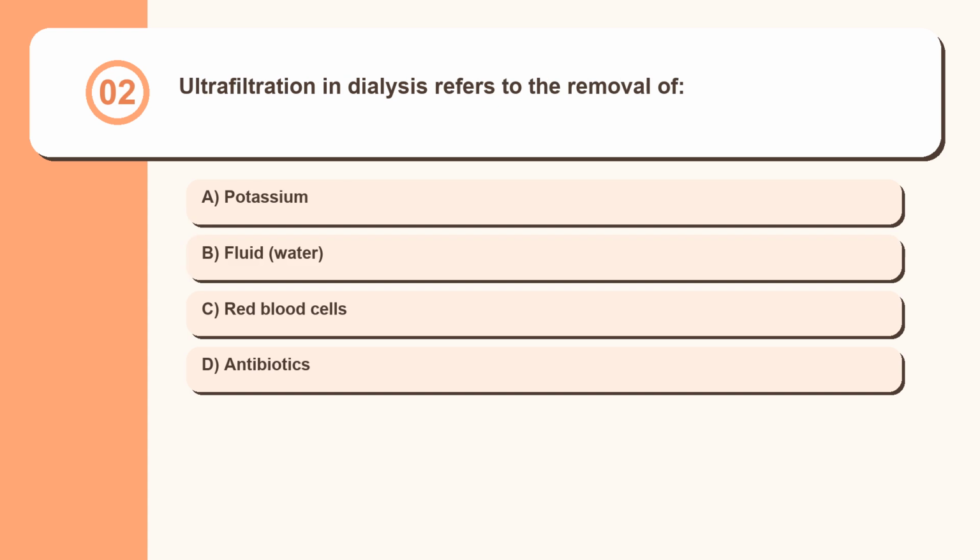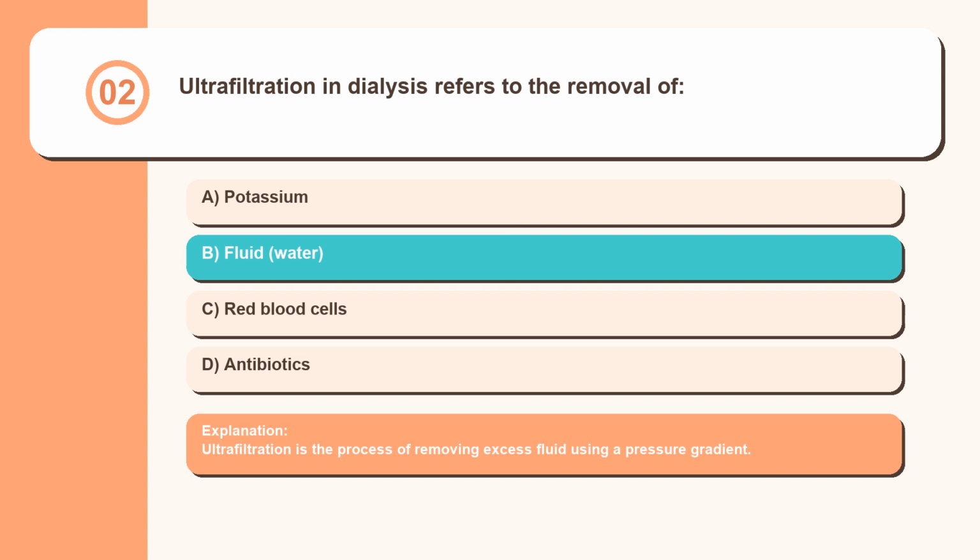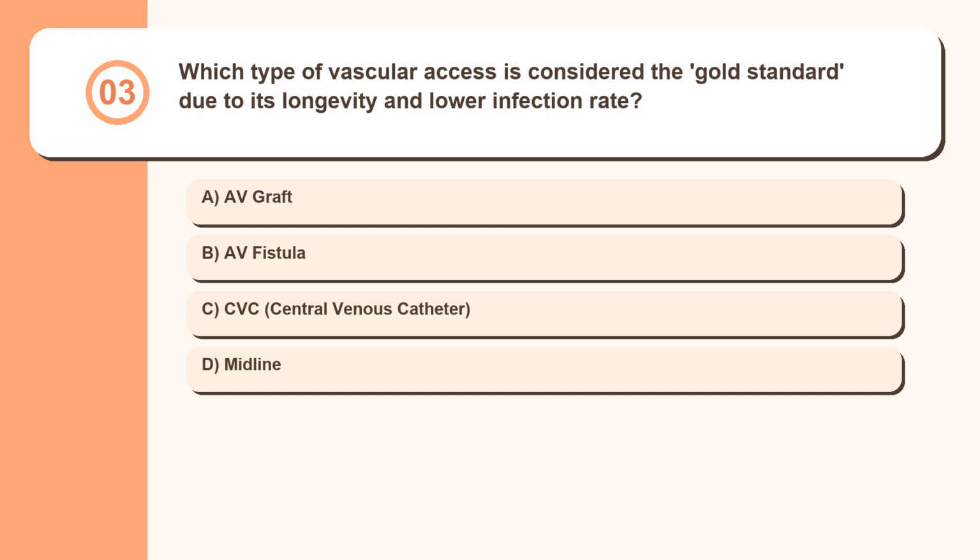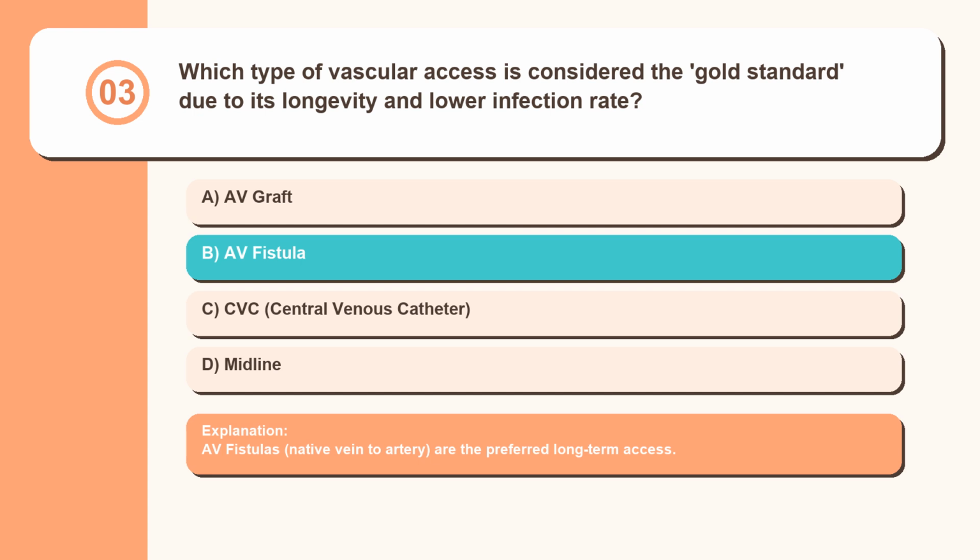Question 2. Ultrafiltration in dialysis refers to the removal of potassium, fluid, water, red blood cells, antibiotics. Ultrafiltration is the process of removing excess fluid using a pressure gradient. Question 3. Which type of vascular access is considered the gold standard due to its longevity and lower infection rate? AV graft, AV fistula, CVC, central venous catheter, midline. AV fistulas, native vein to artery, are the preferred long-term access.